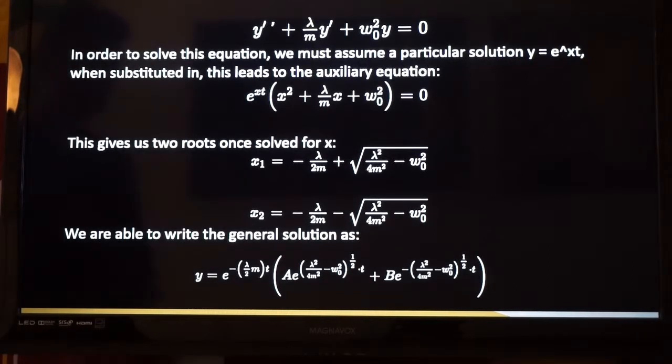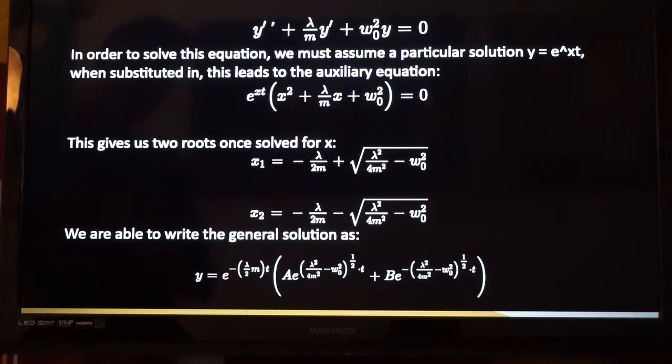We can write a general solution from this, and this is seen below with the constants a and b within this situation that we can solve for later on if we have solutions within this.